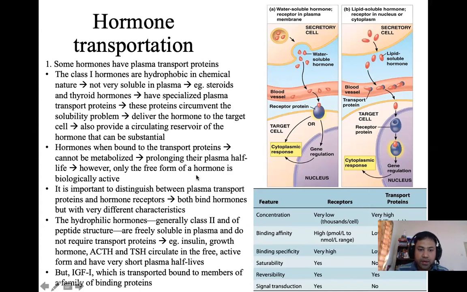For example, for the peptide ones, you have insulin, growth hormones, adrenocorticotropic hormones, and TSH, thyroid stimulating hormone. They circulate in the free and active form and have a very short plasma half-life. Why so short? Because they don't have any attachment, they are in a free form and are simpler to degrade. So that's why insulin is present in the body for quite a limited time.